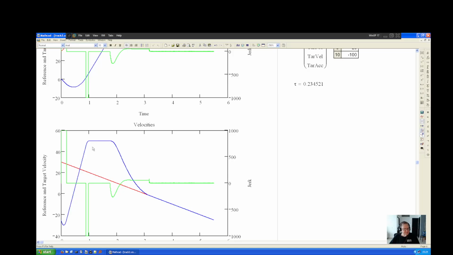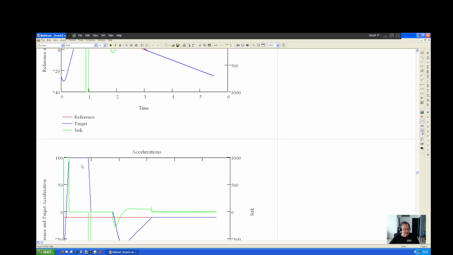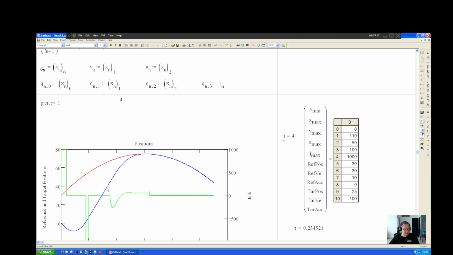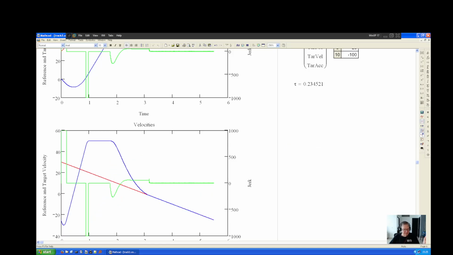You can see that the velocity has maxed out at 50, and my acceleration is maxed out at 100 inches per second squared. And that's why this is taking a little bit longer. But you can see that the output, the jerk, is maxing out, and then it does nothing while we're at a constant acceleration. And then it goes negative to do this braking that's necessary. And then it gets into sync, and then the jerk goes to 0. There's no error between the reference and the target.